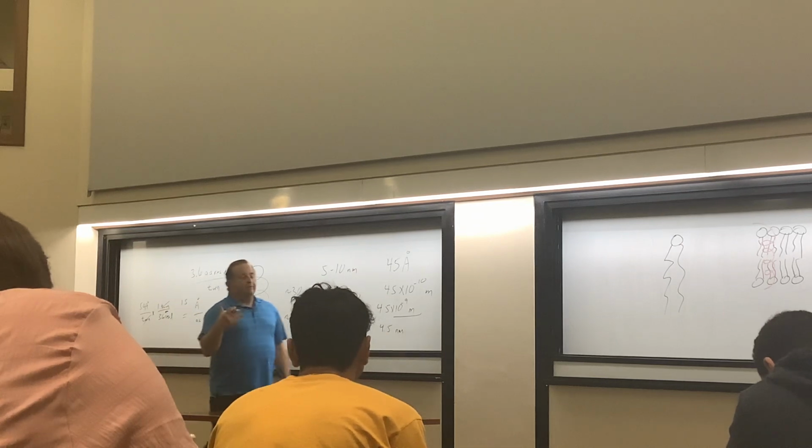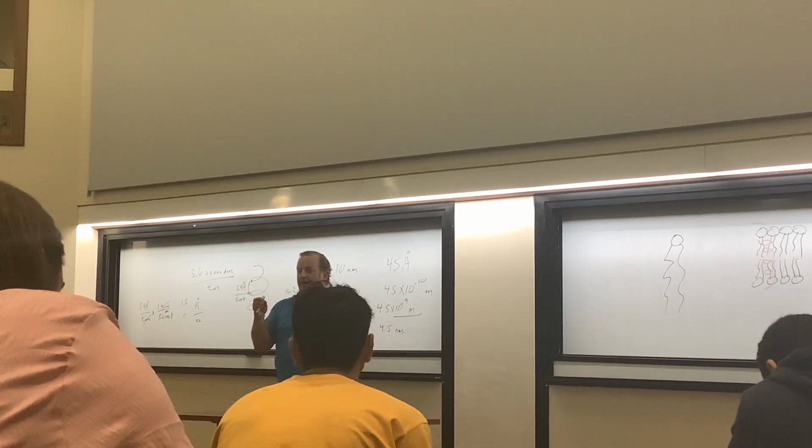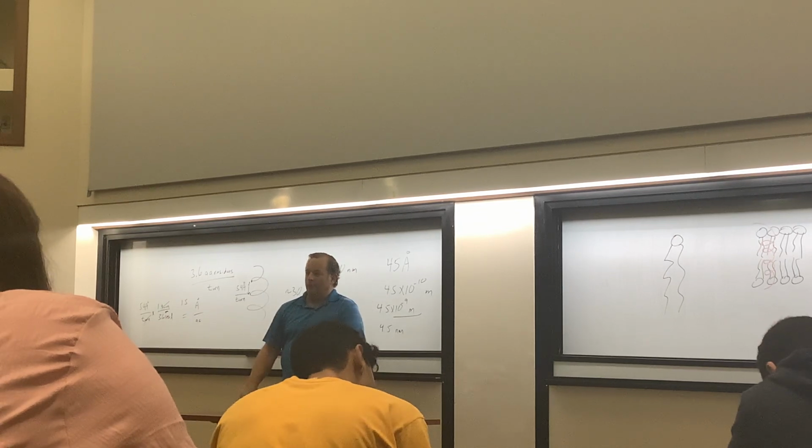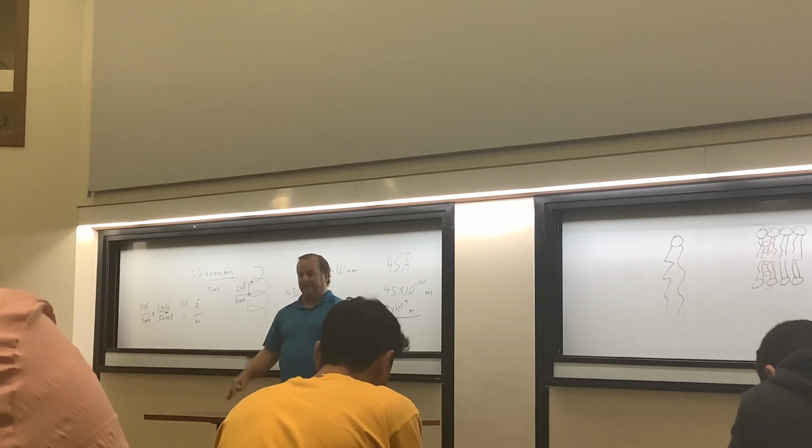So in a book, if you see a cartoon picture of an alpha helix going through a membrane, go ahead and count the number of turns to see if they're being accurate or if it is just really a bad cartoon.